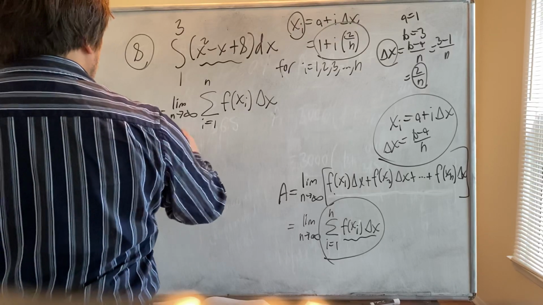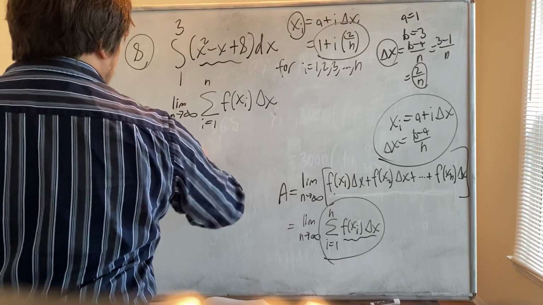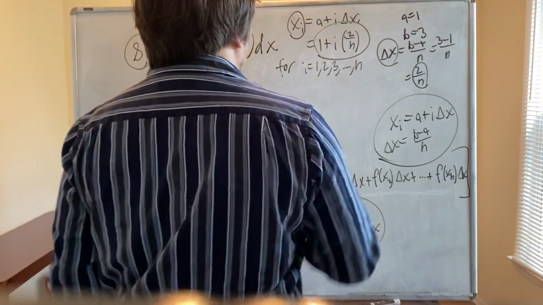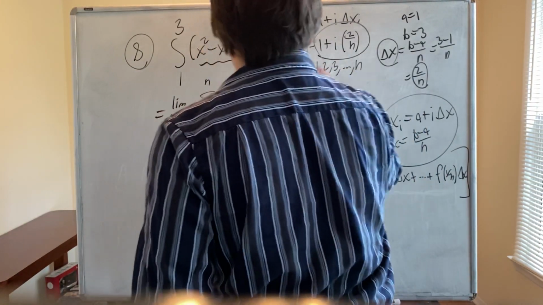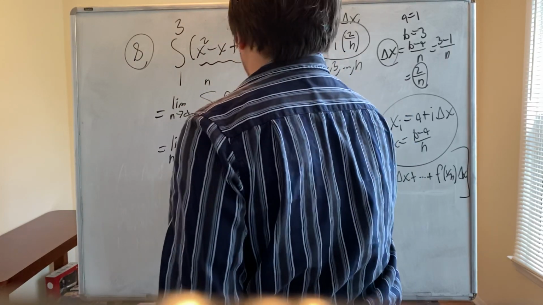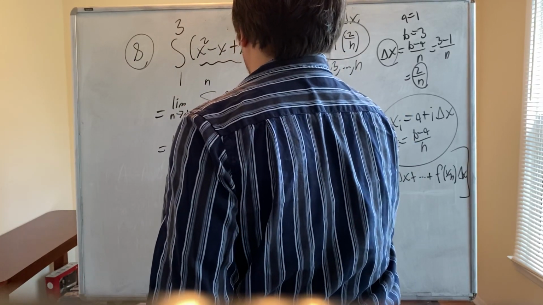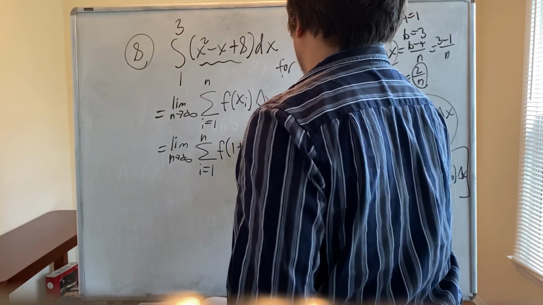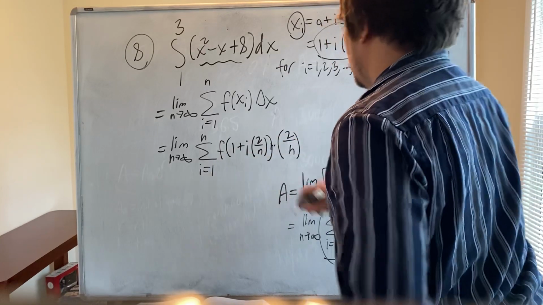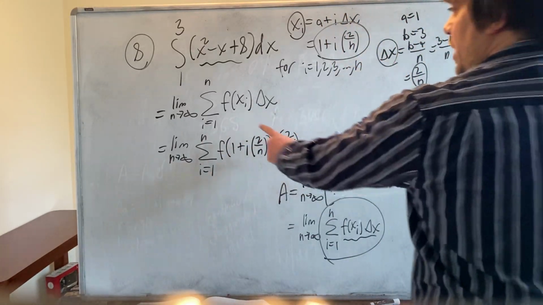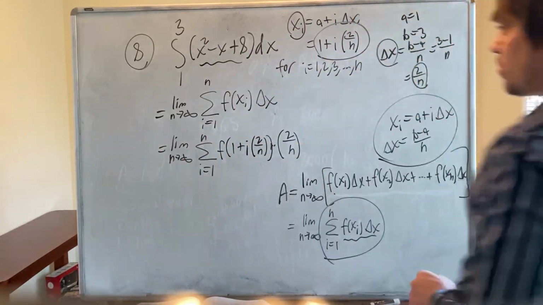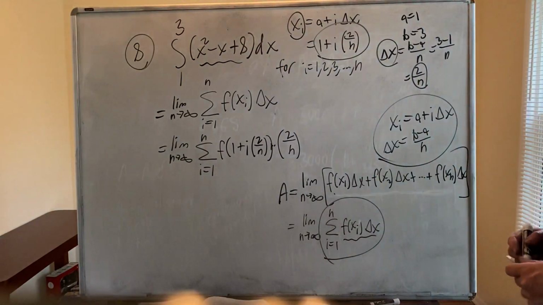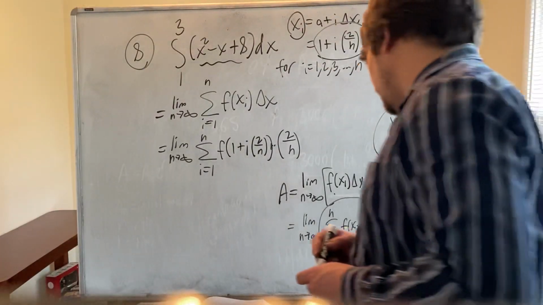Okay, so this is equal to the limit as n approaches infinity of the sum from i equals 1 to n of f of that, f of 1 plus i times 2 over n, times delta x, which is 2 over n. Okay? Delta x is 2 over n, and x sub i is 1 plus i times 2 over n. That's directly from the limit definition of the integral.